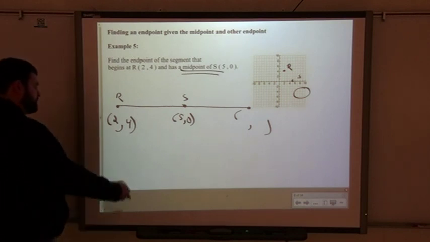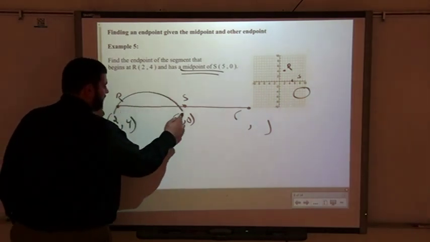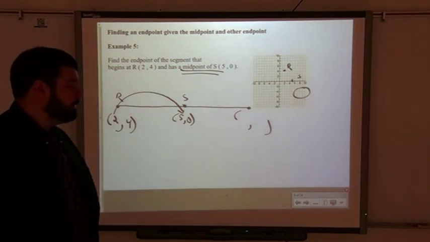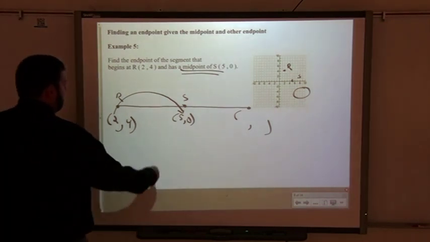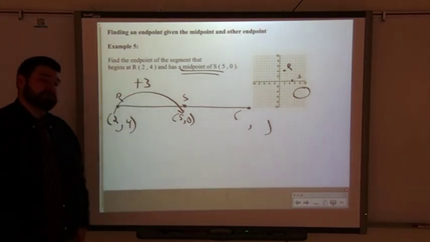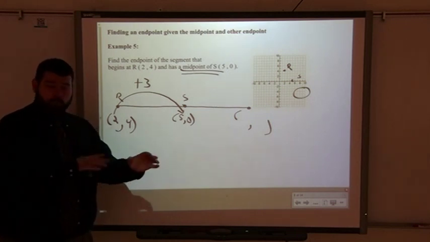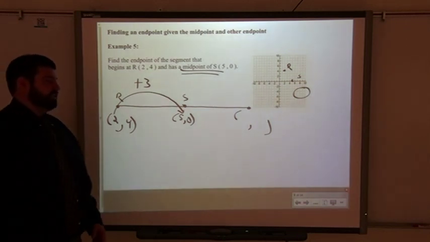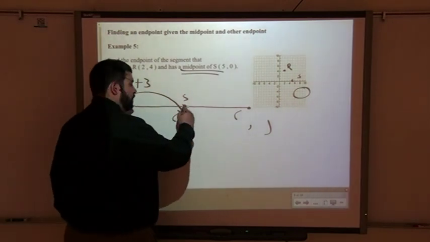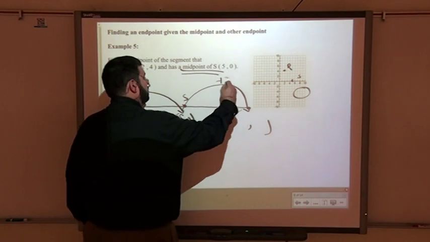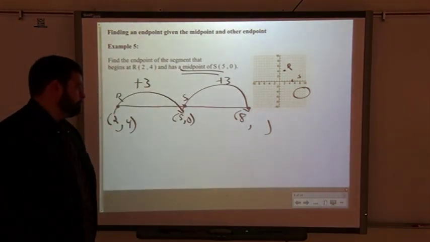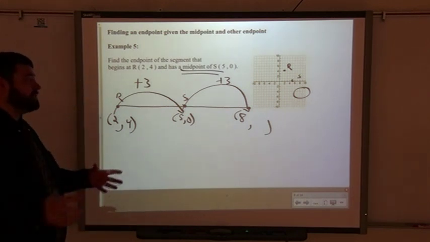So we're going to ask ourselves, what do I need to do to go from 2 to 5? Well, I know that I have to add 3, because 2 plus 3 puts me at 5. It's either addition or subtraction. We don't worry about any multiplication for this type. So I want to do that again: 5 plus 3 puts me at an 8. So that's my x coordinate.